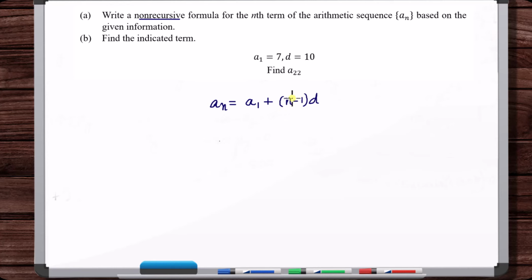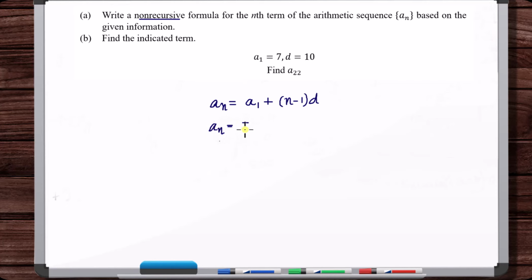But then at a2, we want to add d to a1. So 2 minus 1 is 1 times d, so a1 plus d. There you go. Now, a3, we want to add 2 times d to a1, right? Because you're adding d twice. It's 2 ahead of a1. So a sub 3 is 3 minus 1, so 2. So there you go, right? So now, let's plug in our a1 and our d. We haven't completed the formula yet.